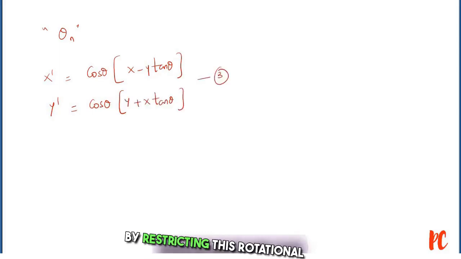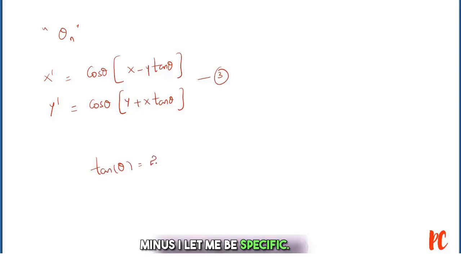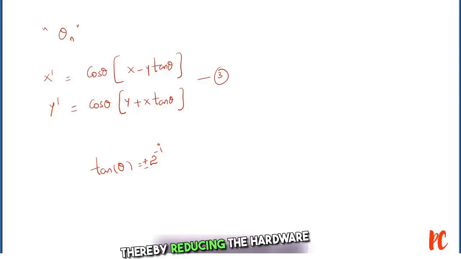Thereby restricting these rotational angles such that it is transformed to a relation of the form tan theta equals 2 power minus i. Let me be specific, plus or minus. This multiplication by the tangent term can be reduced to a simple shifting operation, thereby reducing the hardware complexity.